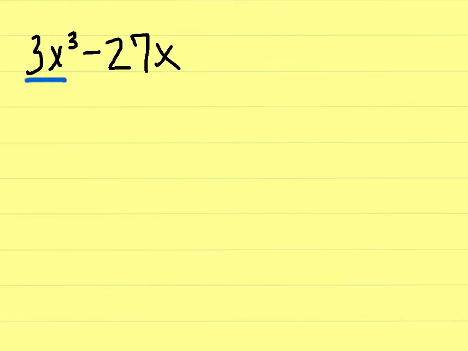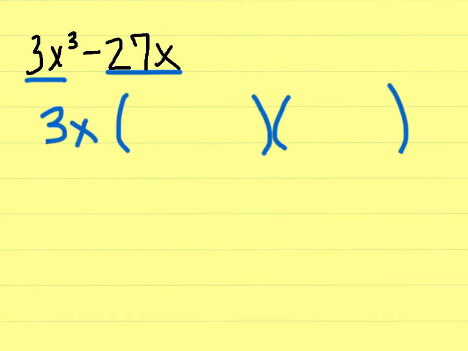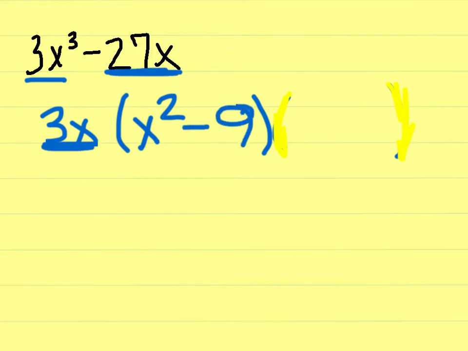On this one, 3x to the third and 27x, neither one of those are perfect squares, but you can factor out something from each of them. You can take out a 3 and an x. When I divide 3x cubed by 3x, I'm left with x squared. And I've put an extra set of parentheses in here by mistake. I just need to scratch those out. There we go. And then when you divide 27x by 3x, then you have 9.